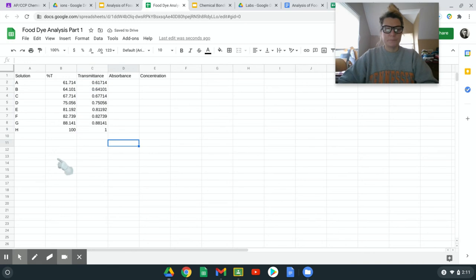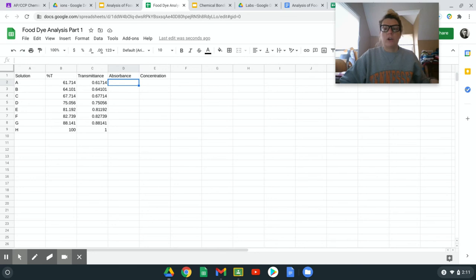And just like we did before, I'm going to come up here and pull this down so it automatically fills in everything for me. You'll notice that for my blank, I did 100% transmittance because that means that 100% of the light transmitted through the machine because it was just distilled water, so no particles for it to bounce off of.